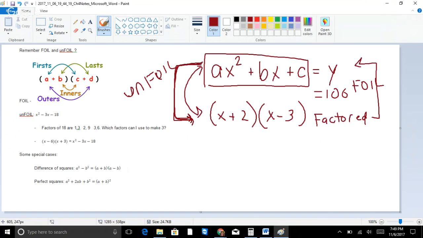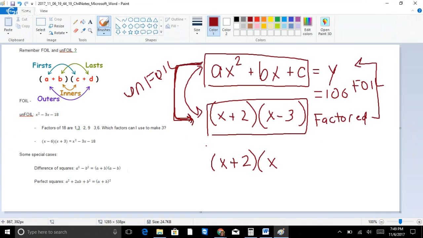So again, why do we want to do this? If we can get to a spot where we're able to factor a quadratic, let's take an example. If I know that my quadratic can be factored as x plus 2 and x minus 3, and that equals 0, then I can actually solve my equation. So how can I solve my equation?